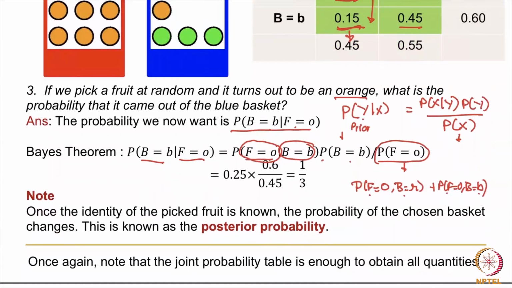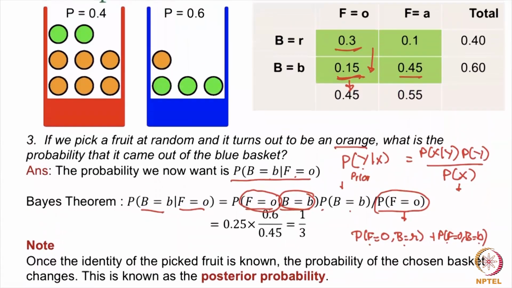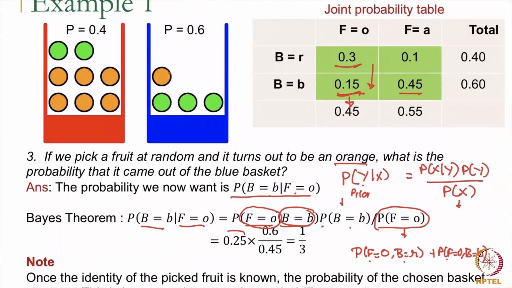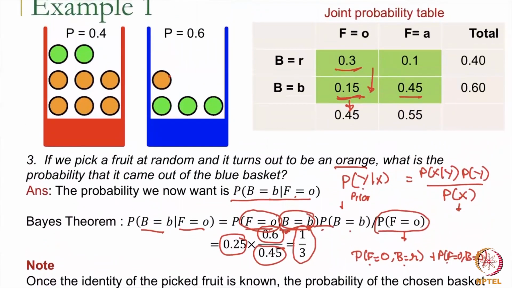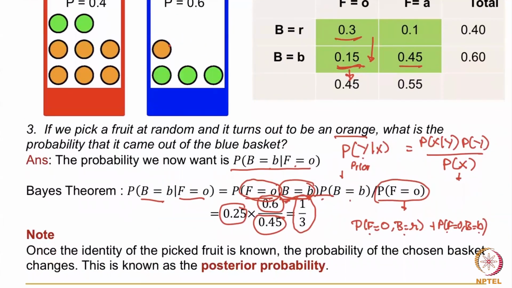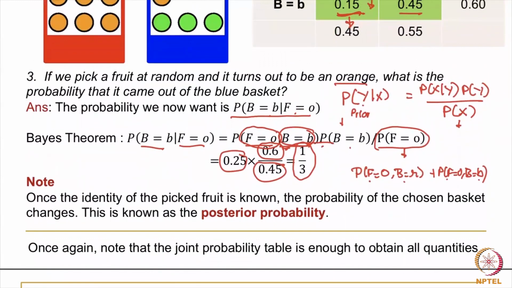What is the probability that the fruit is orange given the basket is blue? That's straightforward, 1/4, 0.25, we had also calculated it earlier. The prior was 0.6. And the probability that the fruit is an orange, regardless of which basket it came out of, is 0.45. So the net probability now becomes 1/3. Okay, so what is this 1/3? If we pick the fruit at random and it turns out to be an orange, what is the probability that it came out of the blue basket?